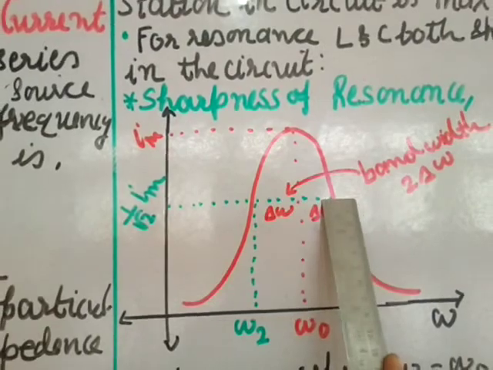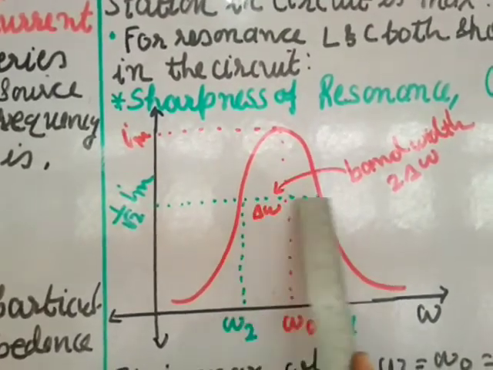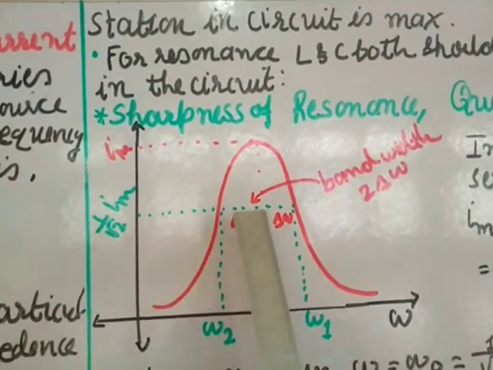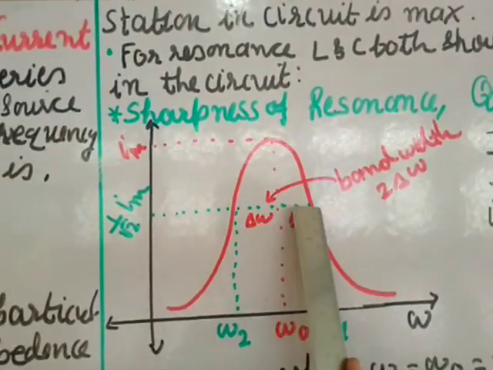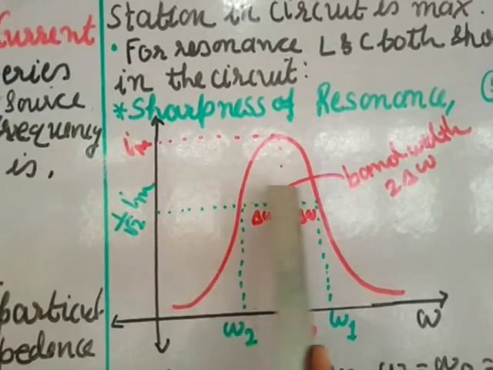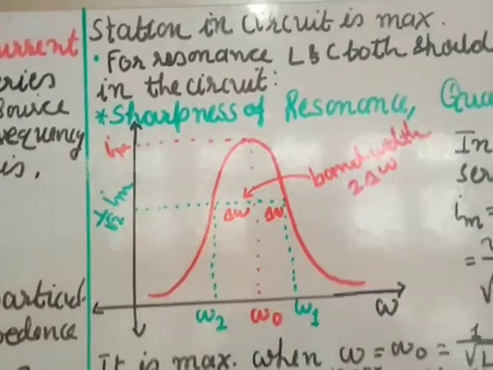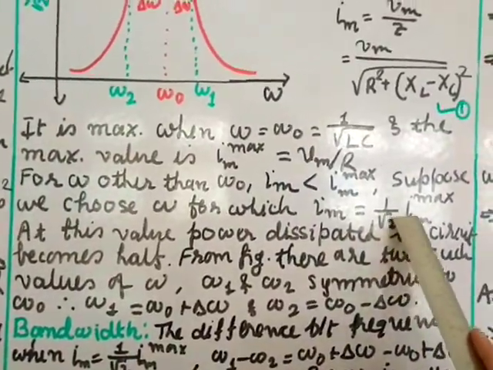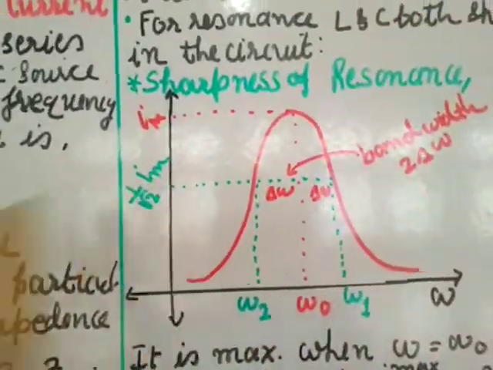That value we will consider, and this width we will call the bandwidth, and that is 2 delta omega. Why? Because it is symmetric to the omega naught. We consider that this is delta omega, this is delta omega. If you sum total, it will be 2 delta omega. We choose omega for which Im is equal to 1 upon root 2 Im maximum.